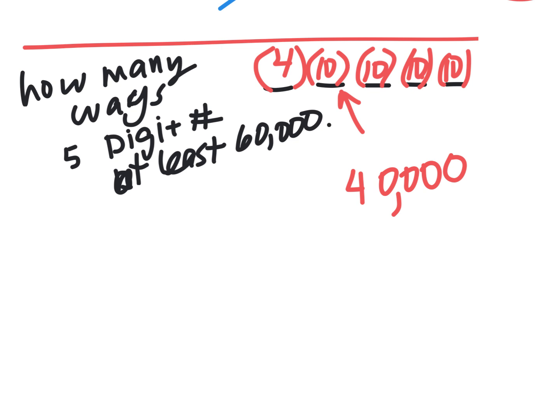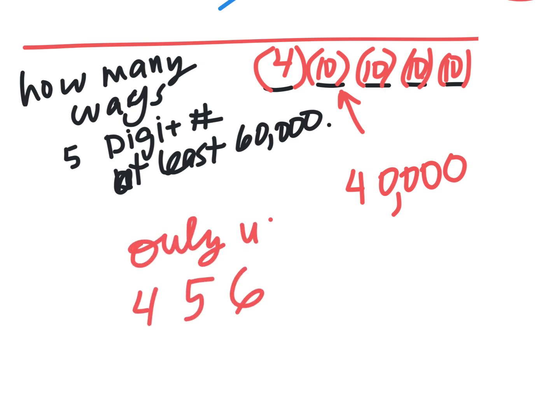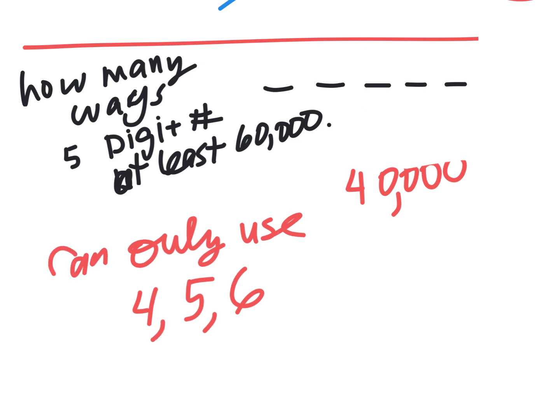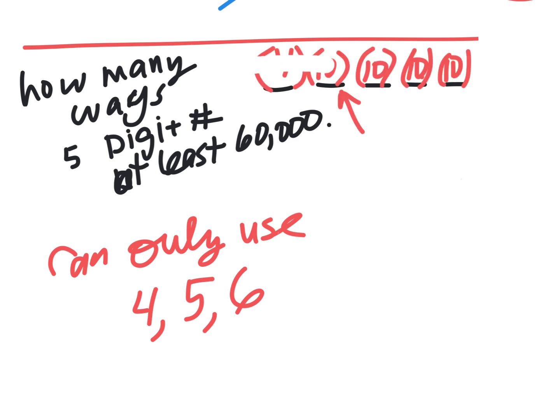All right, one last twist on this question. What if you can only use the digits 4, 5, and 6? Now that totally changes your answer. I'd still use blanks. If you can only use the digits 4, 5, and 6, how many different ways can you make a 5-digit number that is at least 60,000? So remember, it's how many choices.